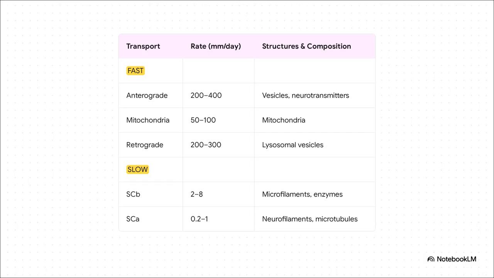Now, inside the neuron, materials are constantly on the move. And this table shows you the different rates of this axonal transport. You've got fast transports moving vesicles along at 400 millimeters per day, all the way down to slow transport for things like cytoskeletal elements, which move at less than 1 millimeter per day.